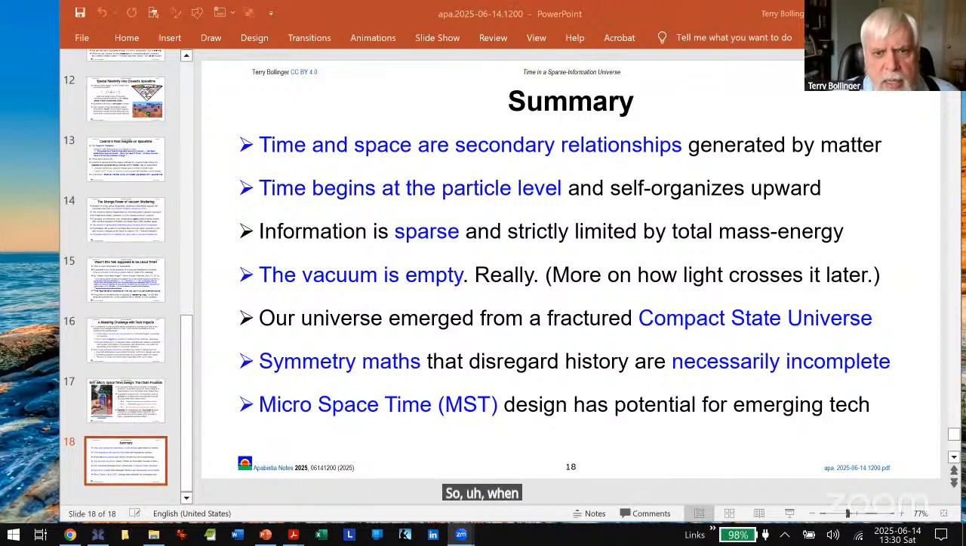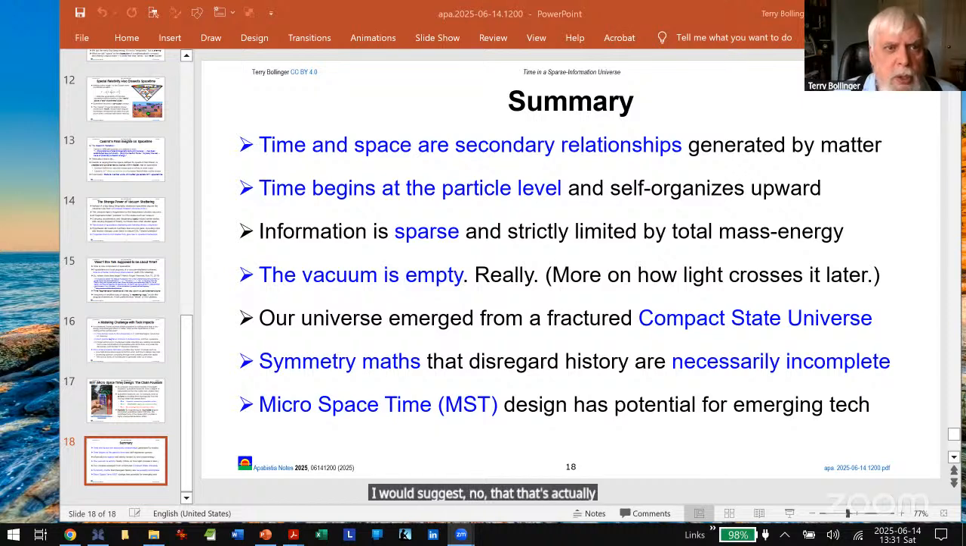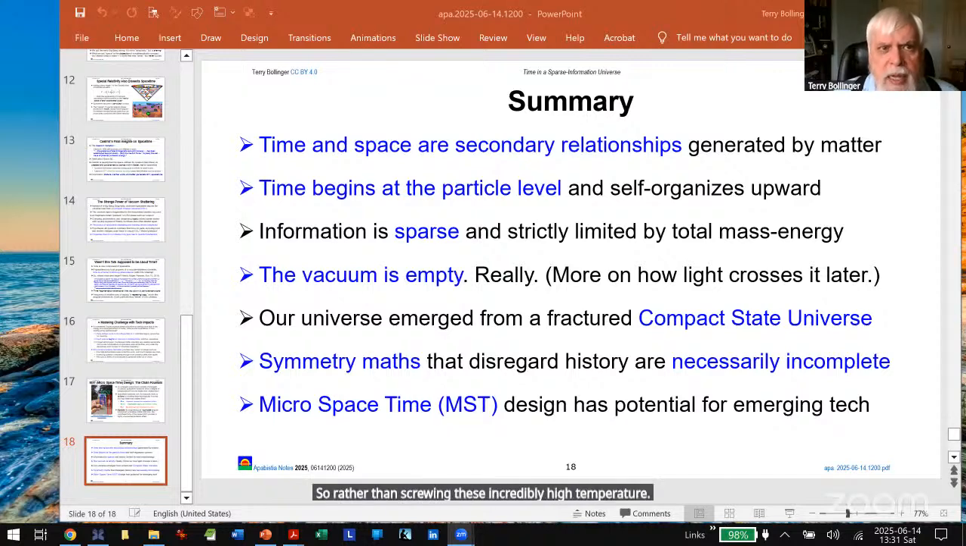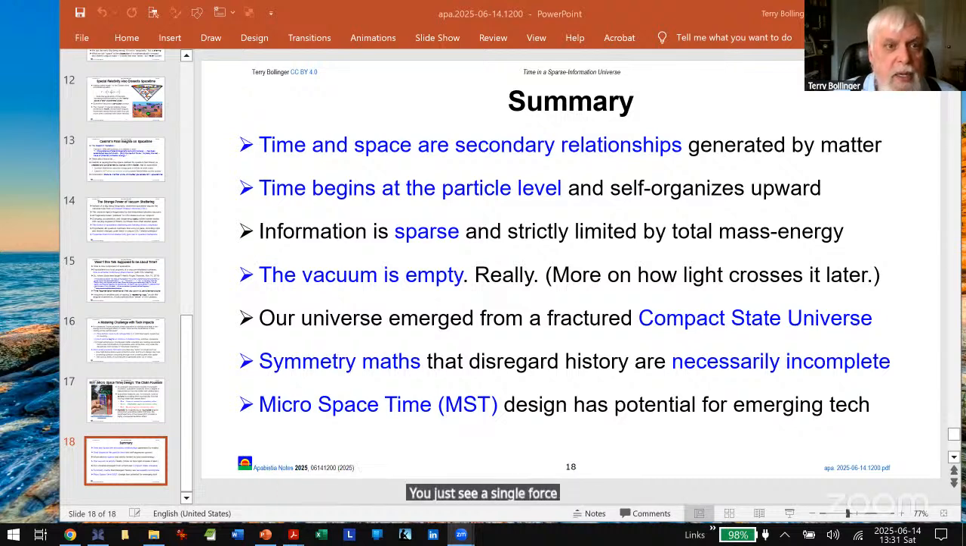So when we look at things like some of the mesons, people describe them in terms of fluctuations between several different color forces. I would suggest no, that's actually overcomplicating the situation. Those are actually remnants of an earlier universe where there was less separation between those different forces, and they form a single body, a single force that is just unified naturally. So rather than going to these incredibly high temperatures, I say, look at the stasis state of many of the things we see right now, which is already unified. You don't see these separations of all the colors in things like the mesons. You just see a single force that compactly puts them together.